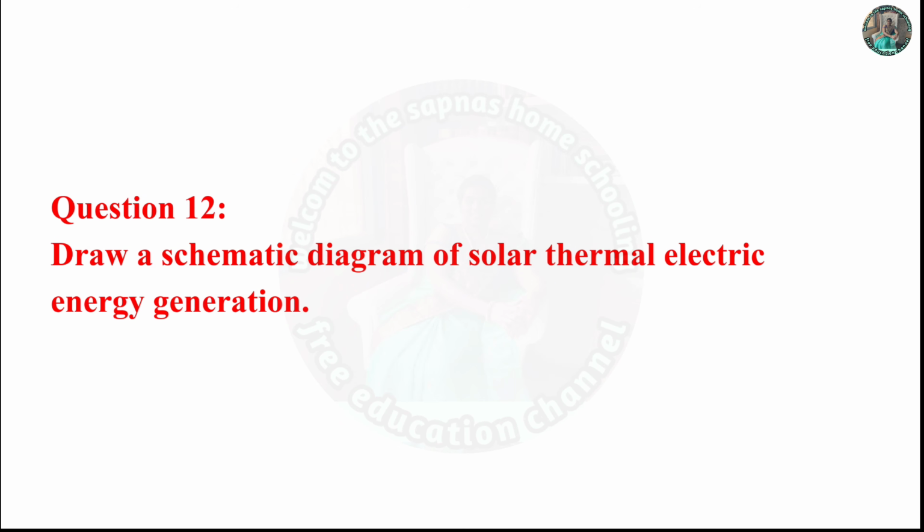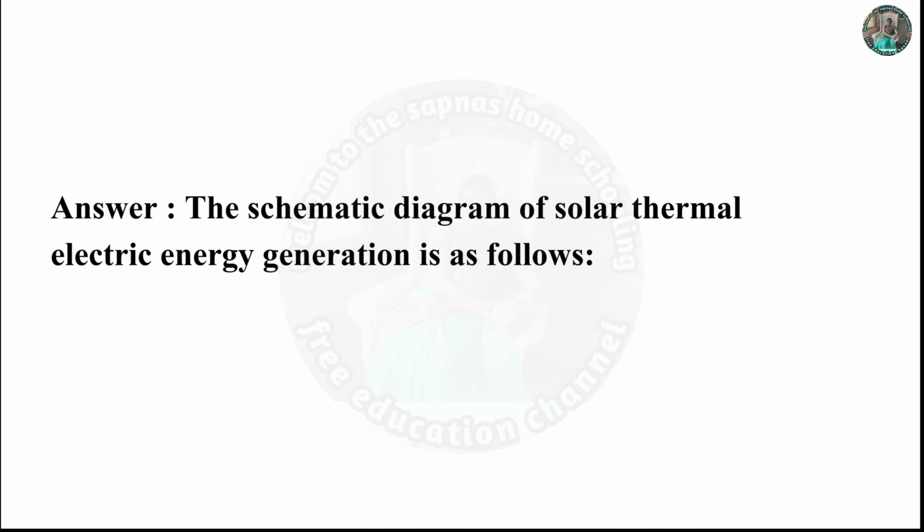Question 12. Draw a schematic diagram of solar thermal electric energy generation. Answer. The schematic diagram of solar thermal electric energy generation is as follows.